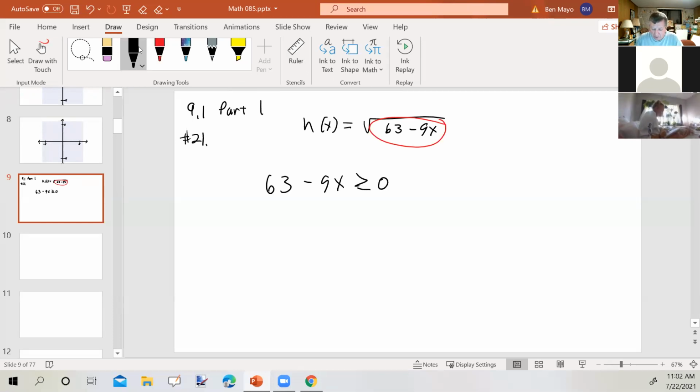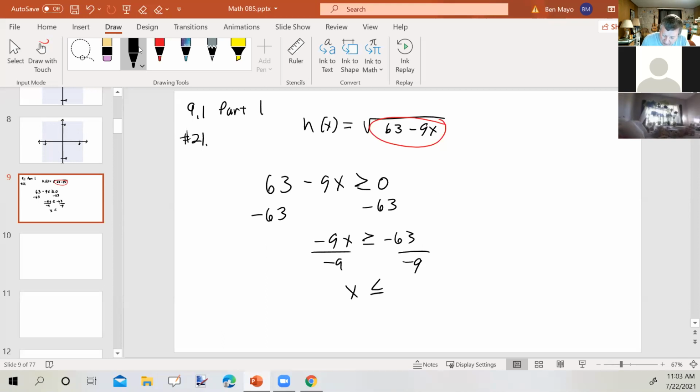Okay? So solving that inequality, we'll subtract 63 from both sides. We'll divide both sides by negative 9. But when we divide both sides by negative 9, we change the direction of the inequality symbol. So we get x is less than or equal to 7. Writing that in interval notation, that would go from negative infinity up to and including 7. We'd have parentheses on negative infinity and a bracket on 7. Any questions on that?